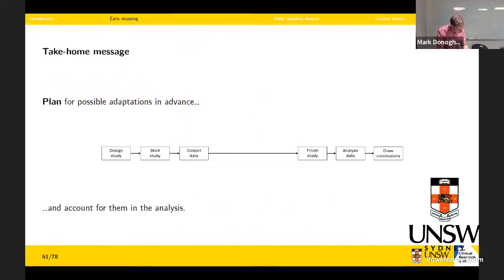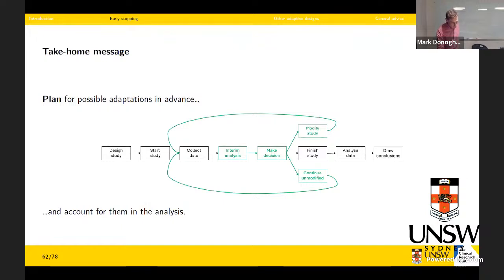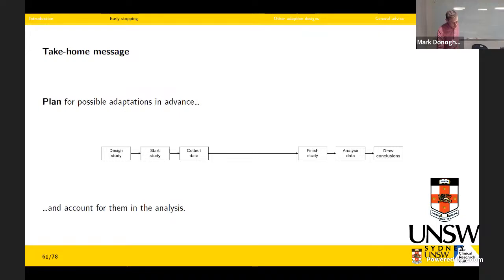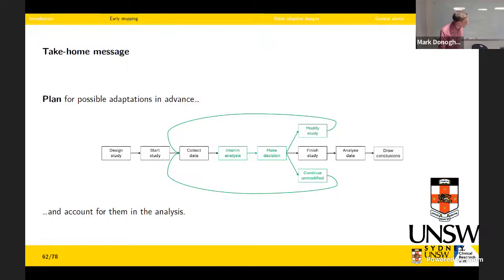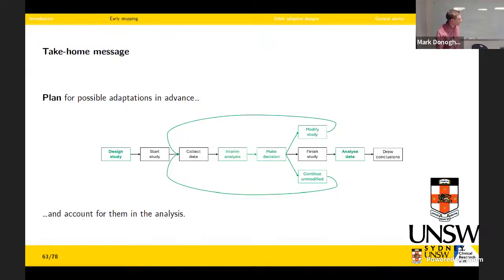So what's the take-home message? The take-home message is that we've got a plan for our possible adaptations in advance and account for them in the analysis. So rather than just going, I don't want to run a fixed design study, I'm going to run an adaptive design, we actually need to plan in advance when we're designing the study what kind of adaptations are possible and how that is going to affect the operational characteristics of our study, the type 1 error and the power and everything, and then account for that when we're analyzing the data as well.